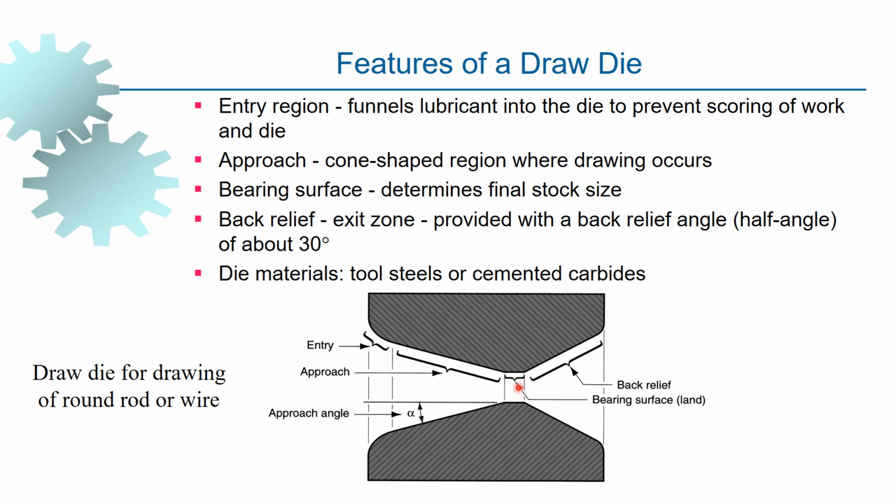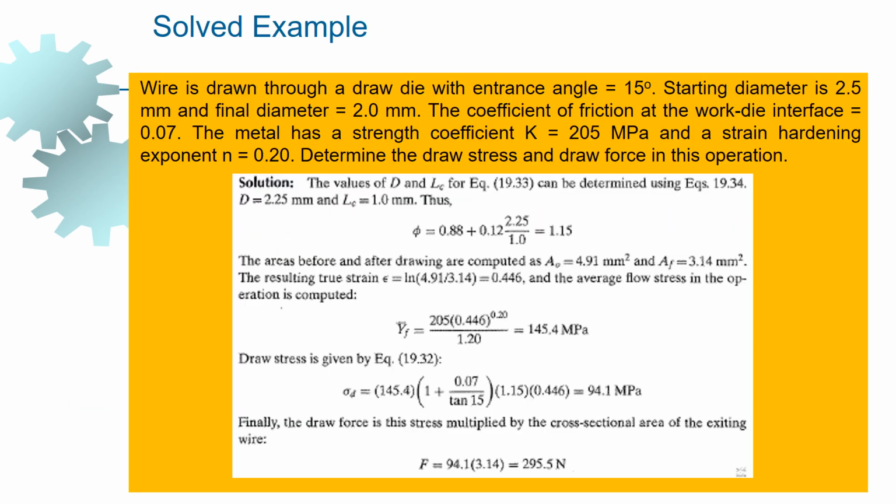Bearing surface determines the final dimension, the final diameter. Back relief is the exit zone where the material comes out of the die. The normal angle given is 30 degrees. Normally the dies are made of tool steels and cemented carbides.